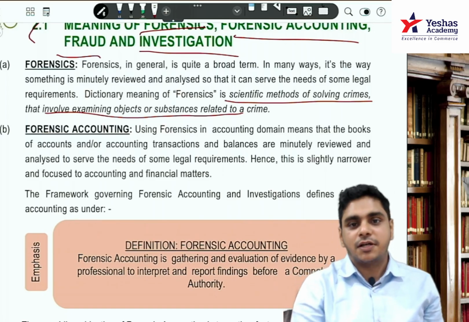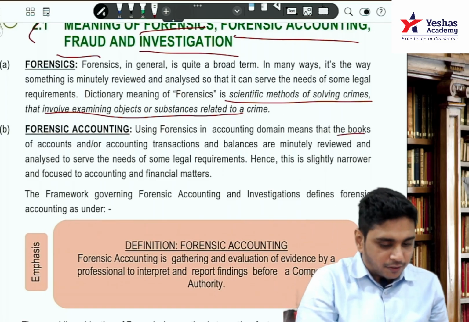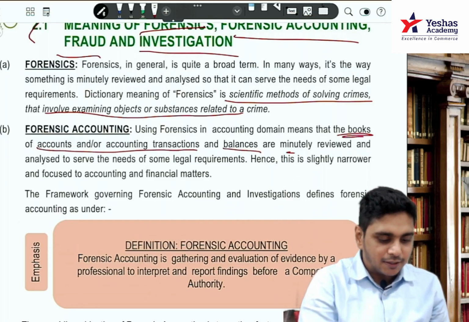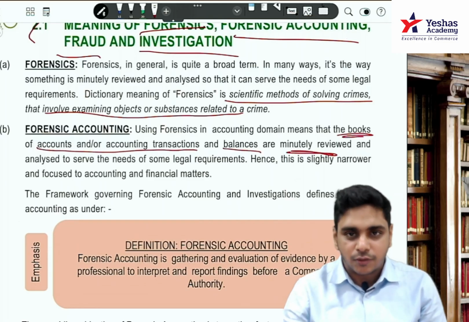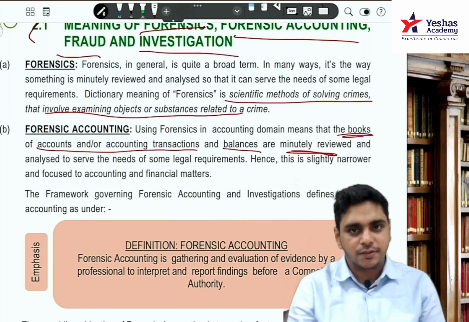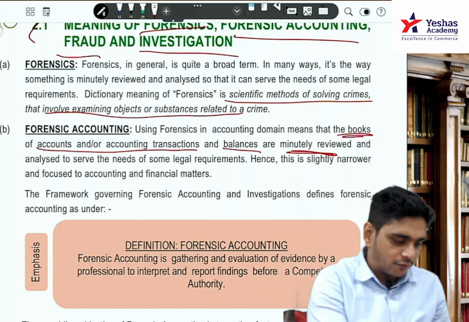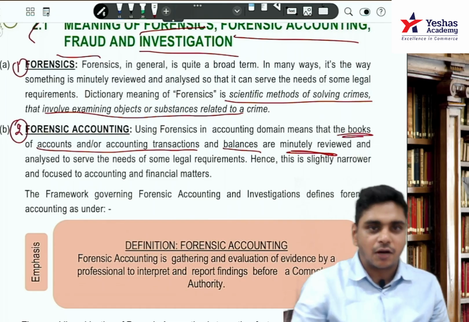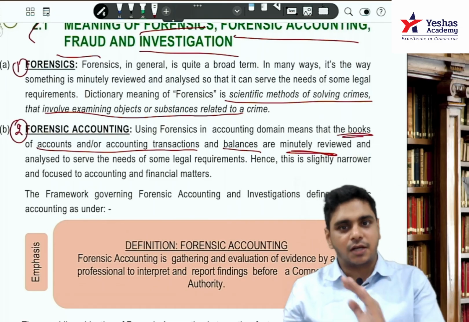So using forensic accounting domain means the books of accounts or accounting transactions and balances are minutely reviewed and analyzed to serve the needs of some legal requirements. So this becomes my first answer, definition of forensics. Second becomes a forensic accounting. So forensics, forensic accounting, their definitions.